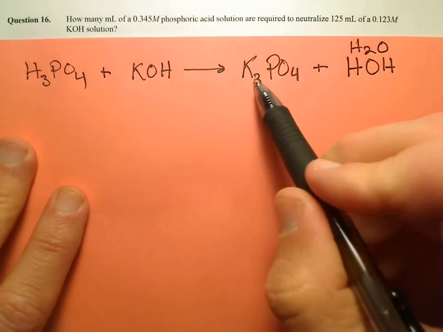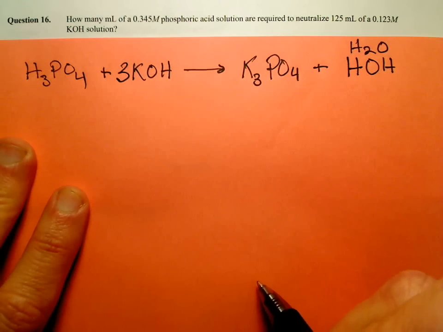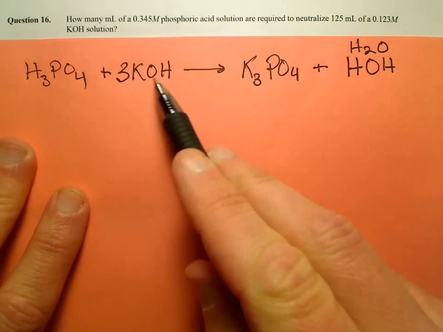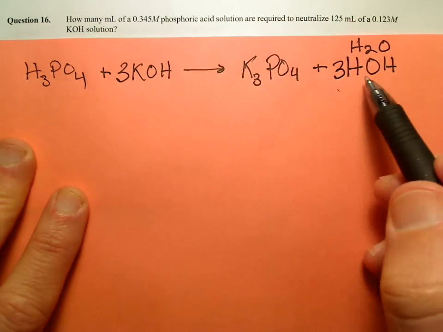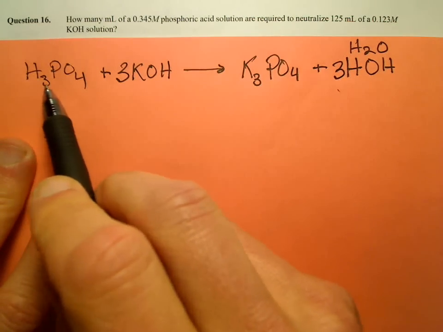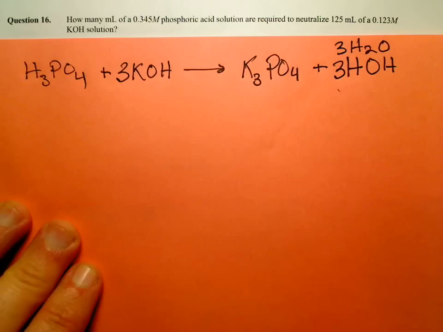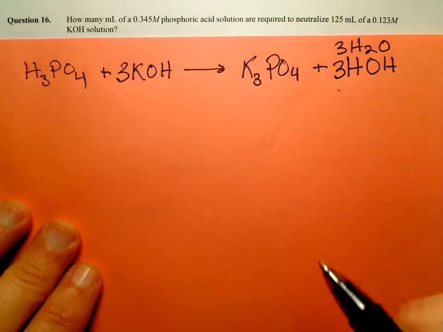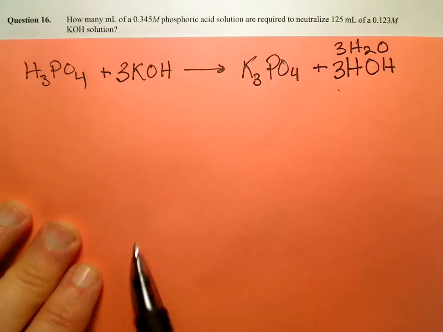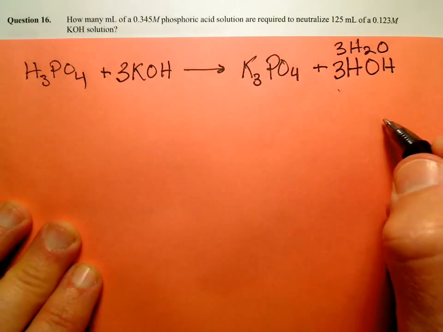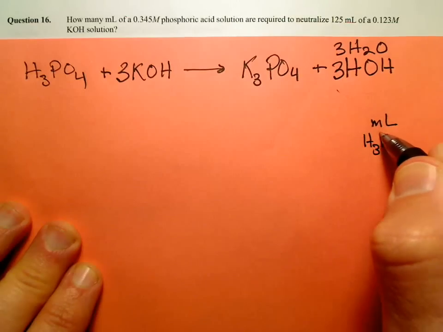So I need to balance this up. I got 3 potassiums. I think I need 3 potassiums. And let's see, that's going to need 3 hydroxides. So I'm going to go ahead and put a 3 here for the 3 hydroxides. 3 hydrogens, 3 hydrogens. Good. Okay, so it's balanced. 3 there too. So now we know the units of my answer. Well, how many milliliters of phosphoric acid solution? So I know the units of my answer. I'll put over here. Milliliters of what? Phosphoric acid solution.